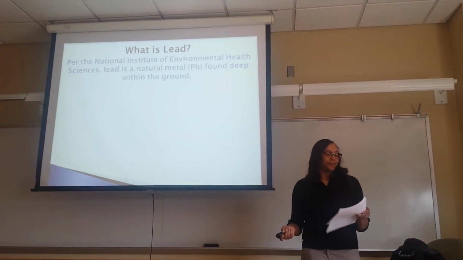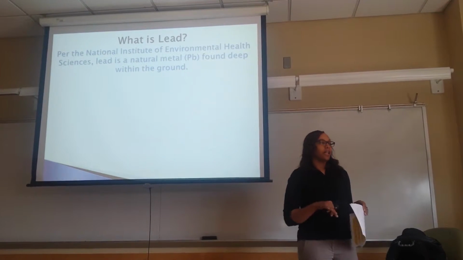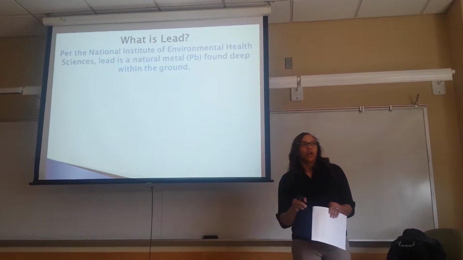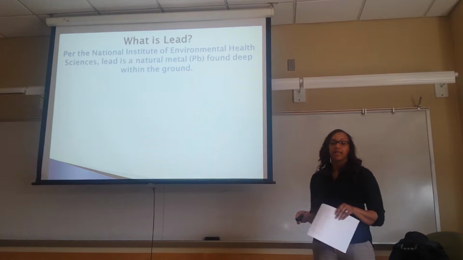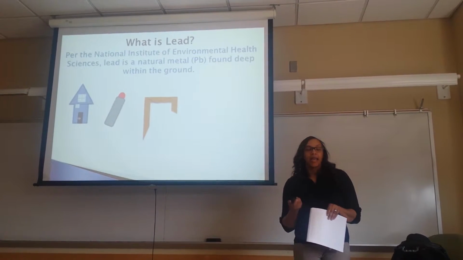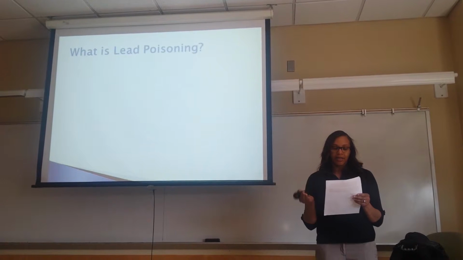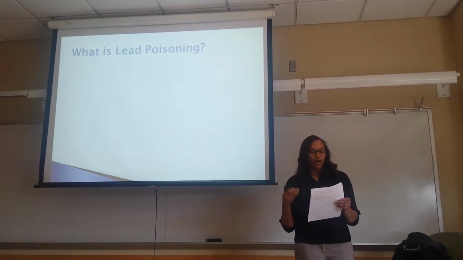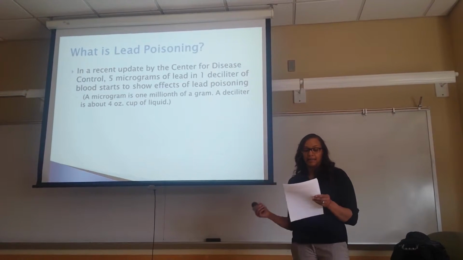So, what is lead? According to the National Institute of Environmental Health Sciences, lead is a natural element that's found deep within the ground. It's known on the periodic table as Pb, and it also can be found in other areas such as older homes and buildings, cosmetics such as lipsticks and lip gloss, lead plumbing pipes, and batteries, just to name a few. But did we know that these things can actually cause lead poisoning and accumulation over a period of time? Now you may be asking, what is lead poisoning?